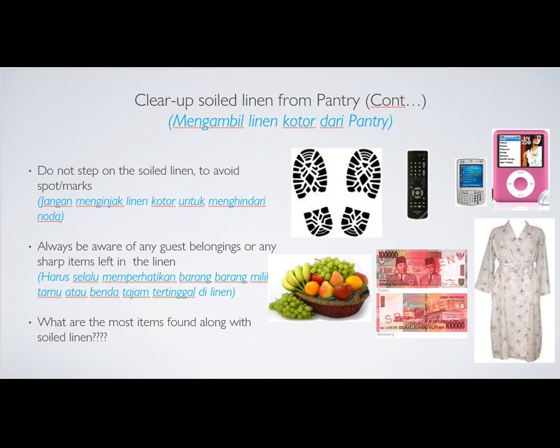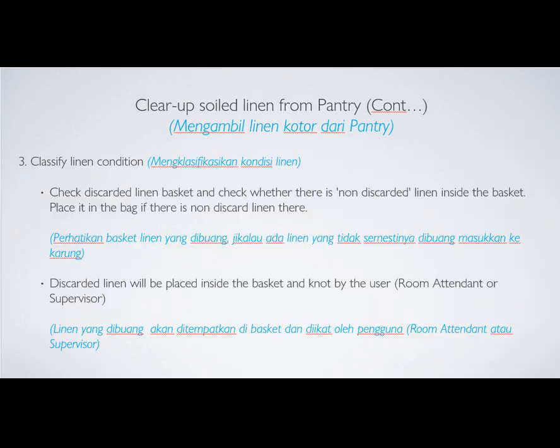What are the most items found along with soiled linen? Sometimes we found guest belongings such as money, undergarment, remote control, cell phone, ear set and even sharp object. 3. Classify linen condition. Check discarded linen basket and check whether there is a non-discarded linen inside the basket. Place it in the bag if there is no discarded linen there. Discarded linen will be placed inside the basket and not by the user, room attendant or supervisor.